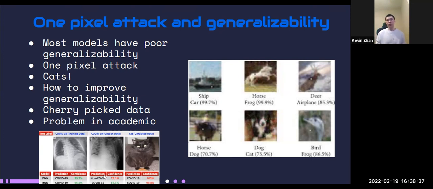So how do we improve generalizability? There's a lot of things you could do. A big one is just having better data. It always starts at the data step. The data step is incredibly important, and having a diverse sample that is representative of the population.